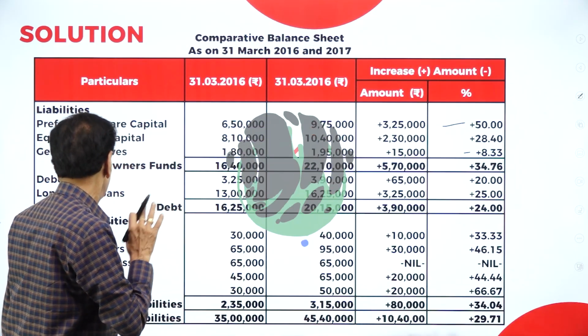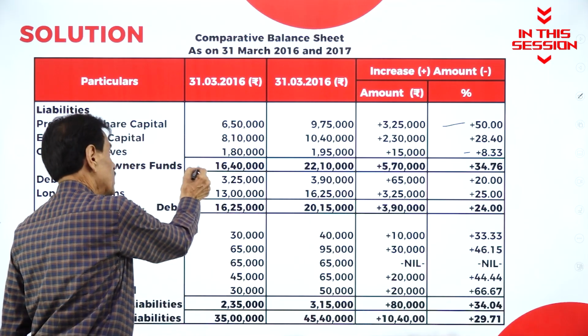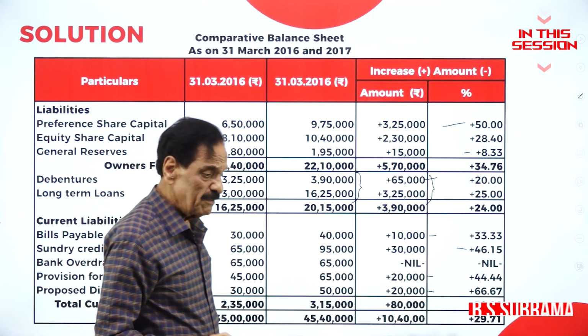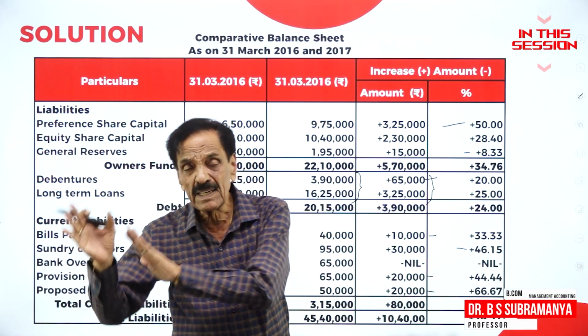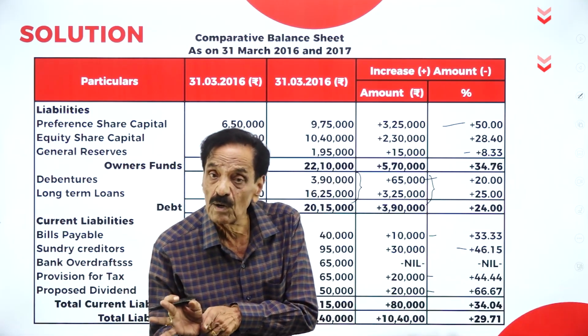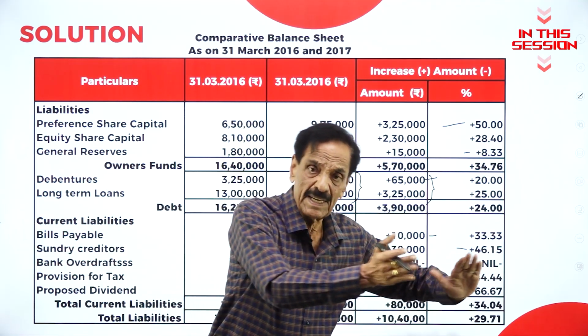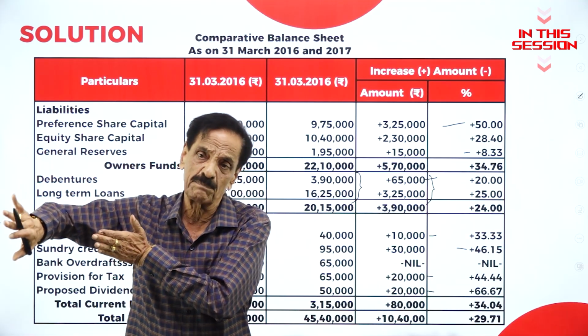Preference share capital, equity share capital by general reserve, and profit and loss account is there, no? It's called bonus fund. Comparative balance sheet means whether it has been increased or decreased. If it increases, there's a plus. If it's a decrease, it's called minus. Increase or decrease: when you compare to last year, the current year has been increased or decreased.